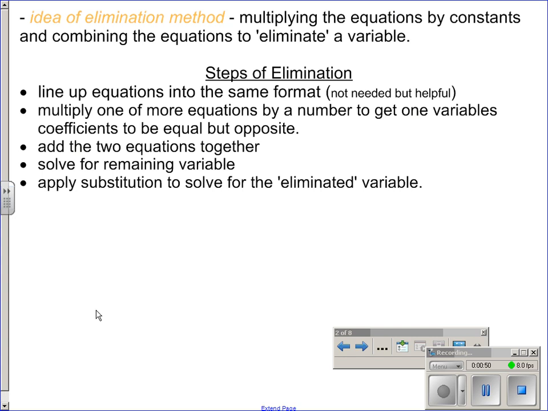Okay, the idea of the elimination method. Basically, you've got two equations, two variables. You need to get rid of one of those variables in one of the equations. So with the elimination method, you're going to multiply by a number, either both or just one equation, to get the coefficients of one of those variables to be equal and opposite. And so then when you add those equations together, one of those variables will be eliminated: negative 2x plus 2x, that's 0. So you're just left with the other variable, and you can solve for that. Okay, so there's your steps.